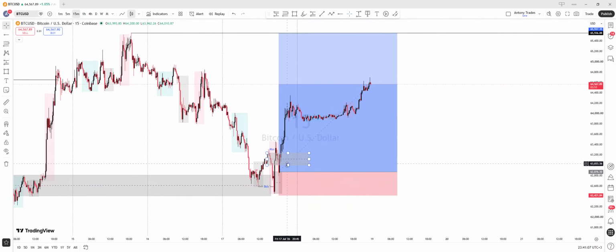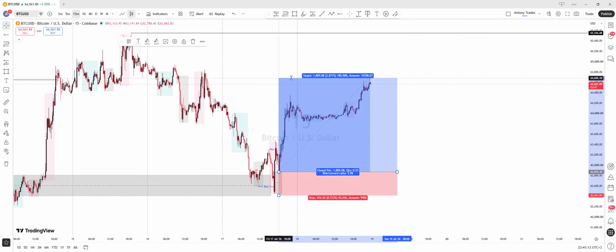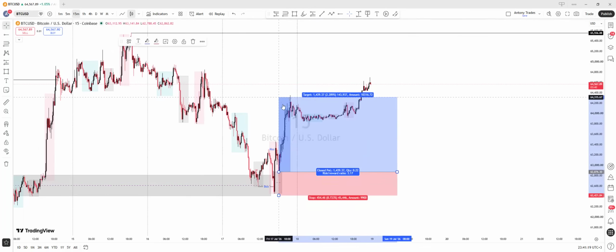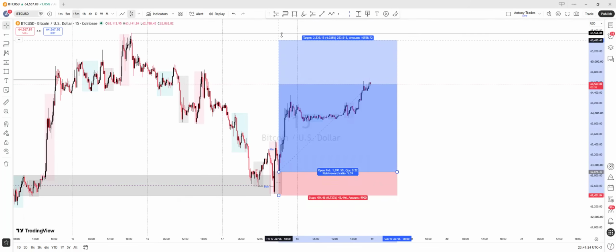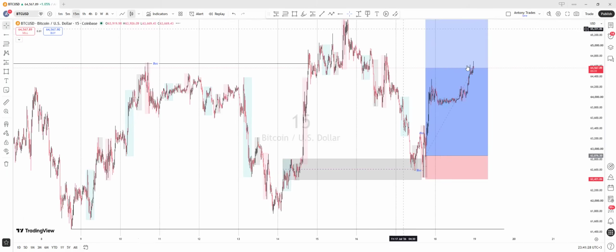So assuming someone took this entry from this area, you can see already the market is running 1:4 risk to reward. So even if you are targeting 1:3, your target was around this area. If you have a stomach to hold, you can still hold because you are anticipating the market to come and take out that high. All right.